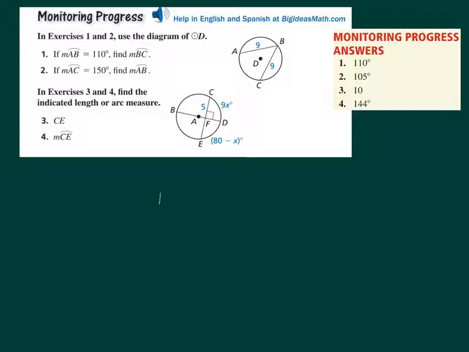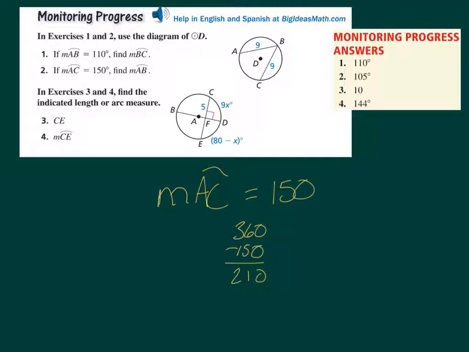So if I know the measure of arc AC is equal to 150 degrees, that means the rest of my circle is the rest of the 360 degrees. So if I take 360 minus 150, I get my remainder, which is 210 for all of the circle. So I get 210 for ABC, this major arc right here.